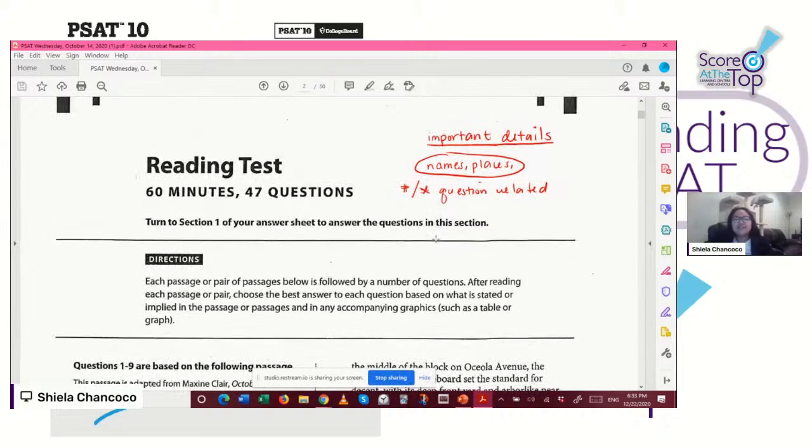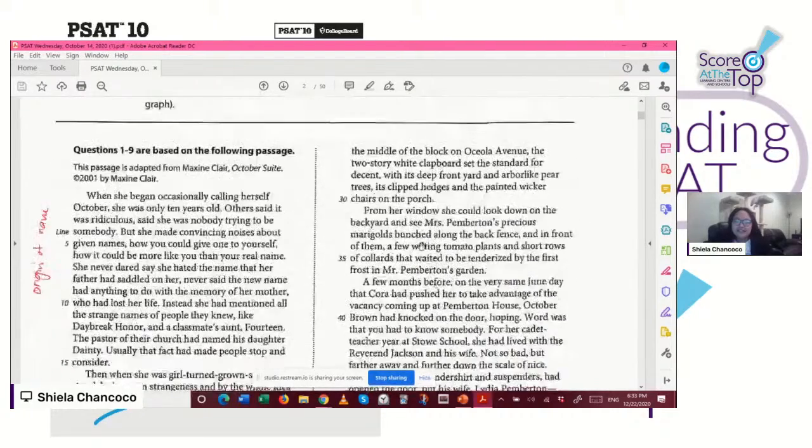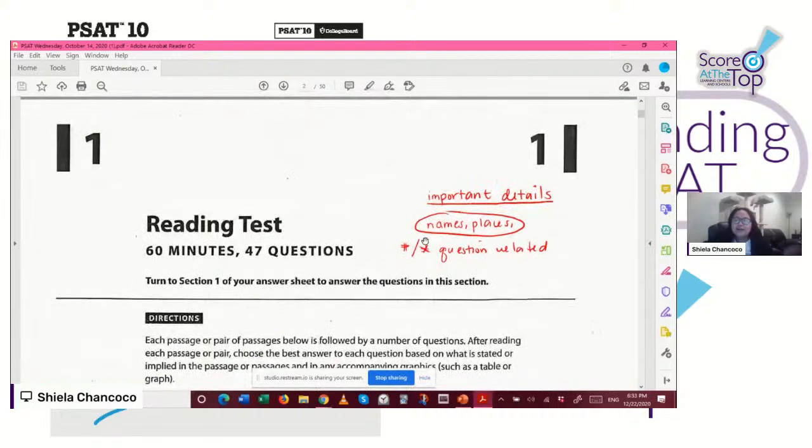So one thing that I like to do with the reading is, as you can see, I have tons of notes here. If you see my screen, most of the time, if I underline something, these are important details. And I also like to circle names and places. These are strategies that I've come up with through my test prep tutoring, and that helps students retain all the information in the reading. So that's the legend up here. And if you have any questions regarding that, we'll get through it.